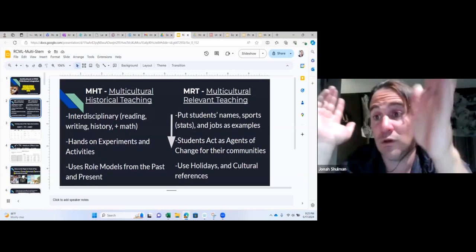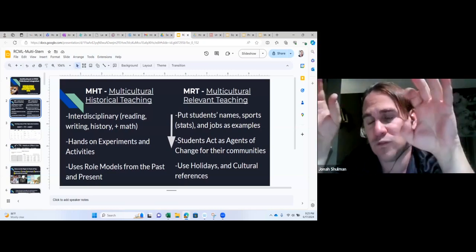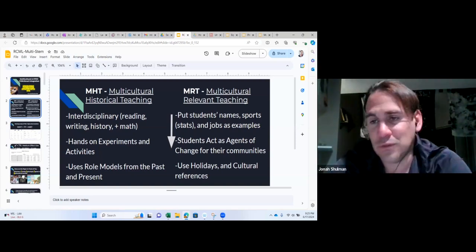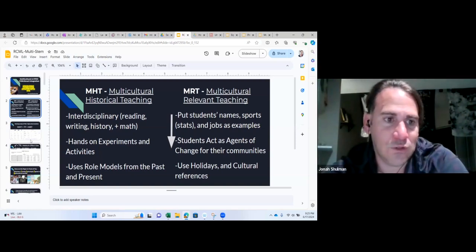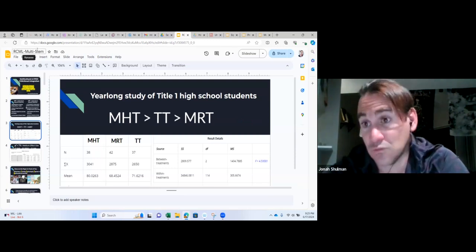Why do I think the relativistic teaching was worse? I think the students saw themselves in the math so much, they're like, I already know how to do it. So that was a little bit about ANOVA using a real life example that I did and presented at a conference, which was really cool.